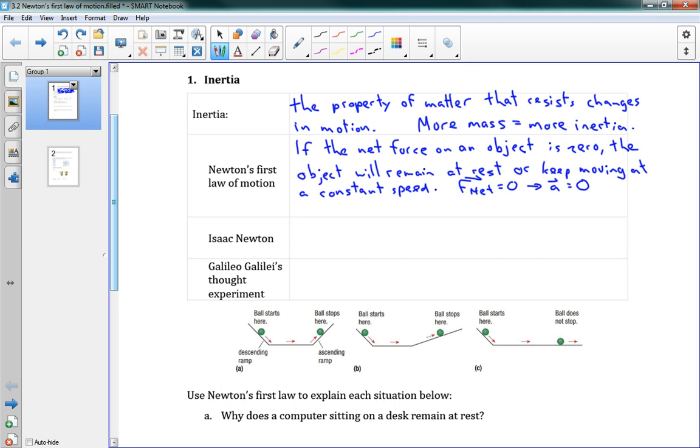Now, I like to restate it in a slightly easier way. I like to say just an object can't change velocity without a force. That's how I like to think about Newton's first law of motion. An object can't change velocity without a force. And notice I said velocity. That means it can't change speed or direction without some force.